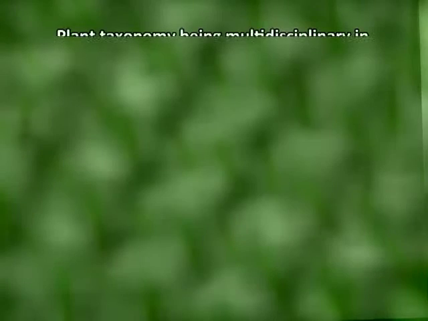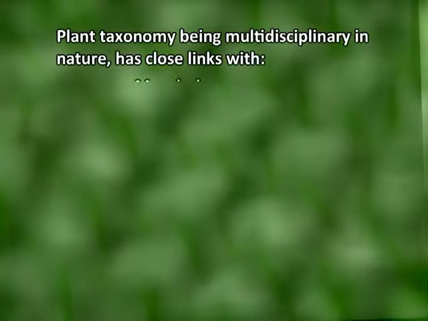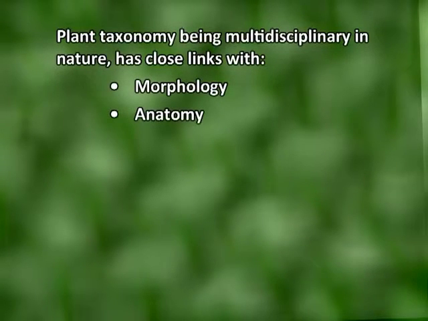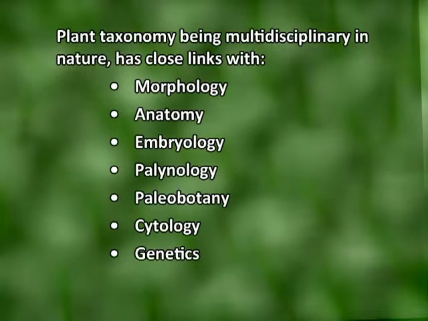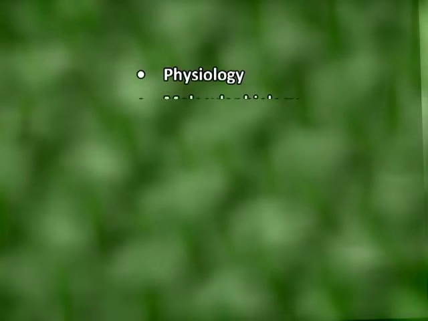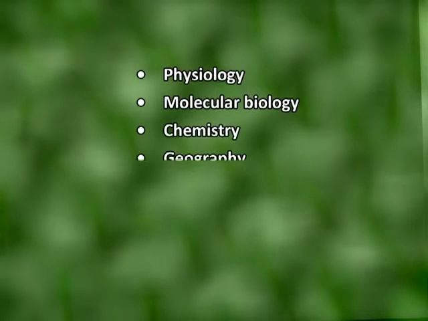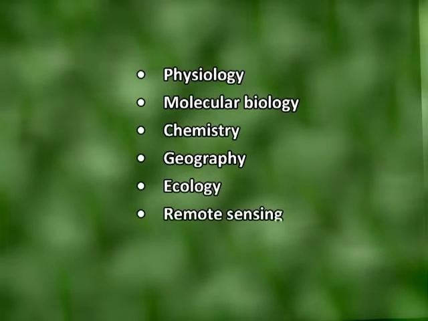The scope of plant taxonomy is diverse. It benefits not only botanists but also those who are working in other fields where plants are used as tools. Plant taxonomy, being multidisciplinary in nature, has close links with morphology, anatomy, embryology, palynology, paleobotany, cytology, genetics, evolution, physiology, molecular biology, chemistry, geography, ecology, remote sensing, and computer sciences.